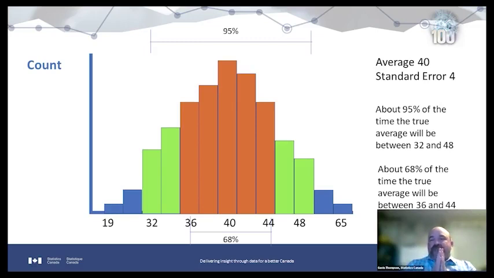How certain am I that the average age is between 39 and 41? I can calculate this. How certain am I that the average age is between 32 and 48? I'm 95% confident. How certain am I that the age is between 36 and 44? I'm 68% confident. So I can calculate all these things out. That's what standard error is used for. That's what confidence intervals do.